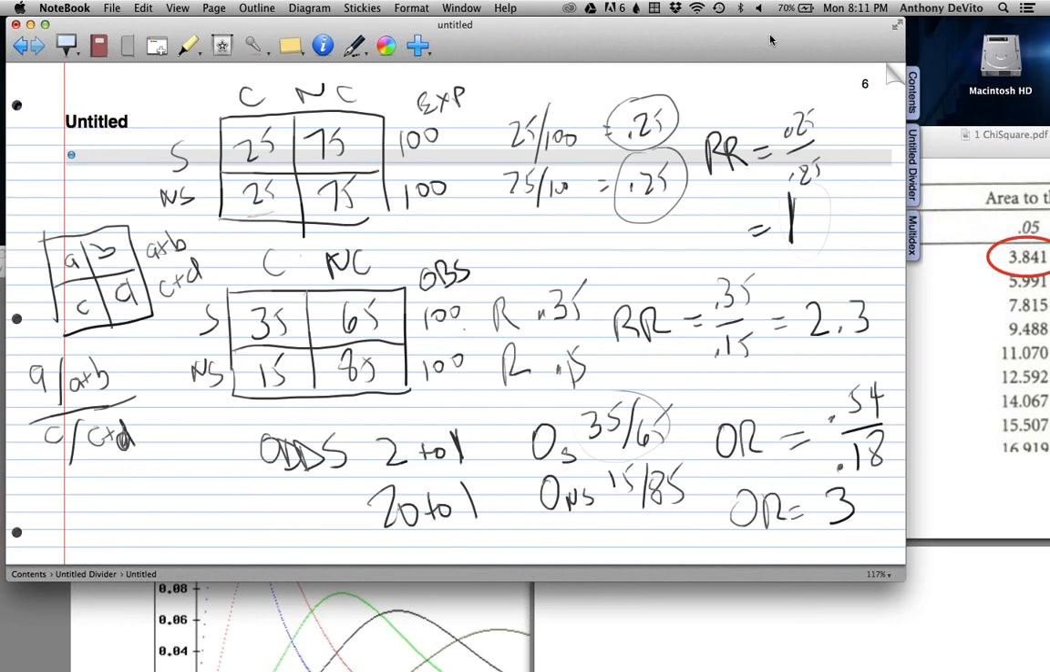The odds that you have a cough if you're a smoker is 0.54. The odds of having a cough if you're a non-smoker is 0.18. The 3 is the odds ratio. In other words, the odds of having a cough if you're a smoker are 3 times the odds of having a cough if you're a non-smoker. Because that's what the fraction describes.